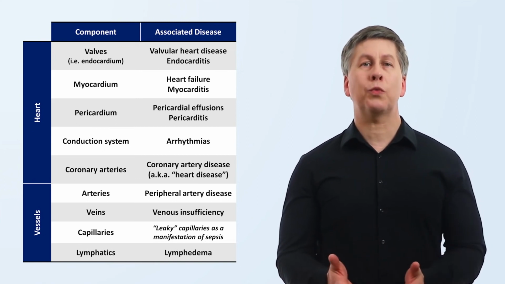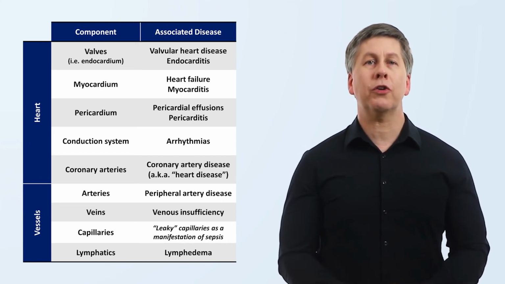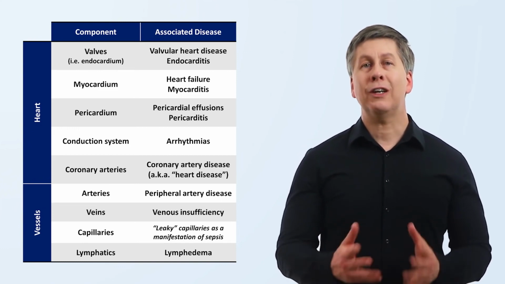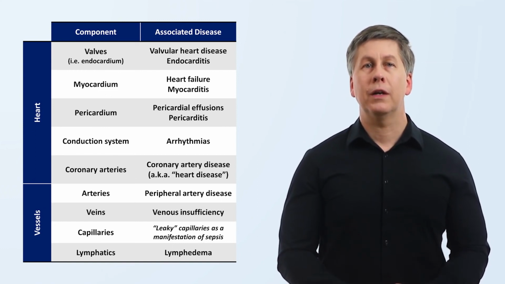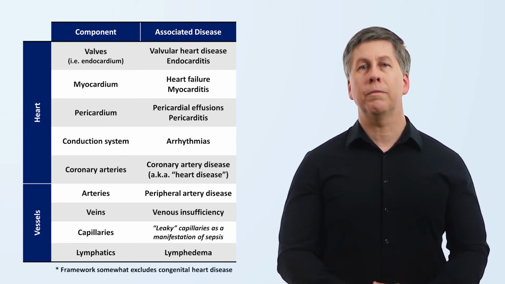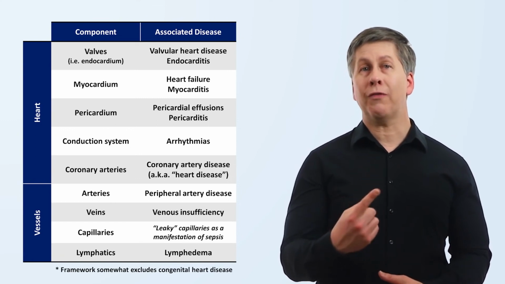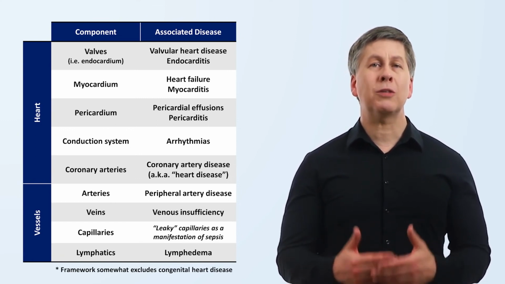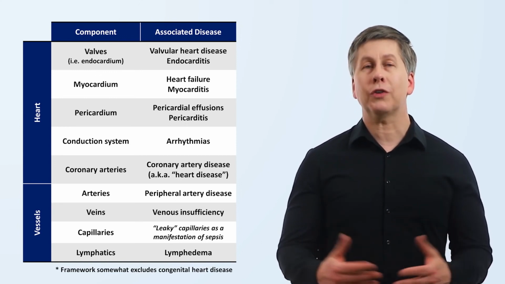When approaching a patient with an undiagnosed disease, I find this framework to be helpful in considering and categorizing different diagnostic possibilities within the cardiovascular system, keeping in mind that the framework somewhat excludes congenital heart disease, which can involve just one component, like a bicuspid aortic valve, but which usually spans multiple functional components, or which transcends this framework altogether. That concludes this introductory overview of the cardiovascular system.